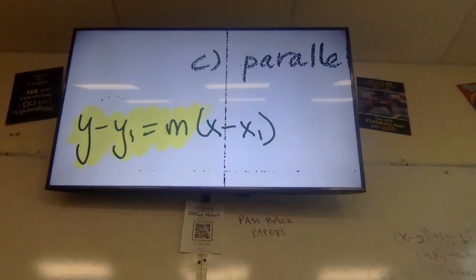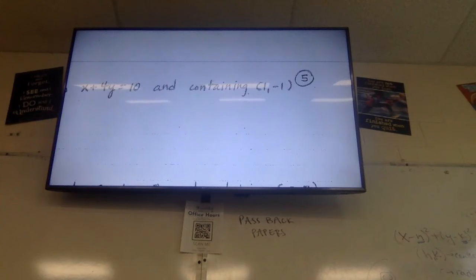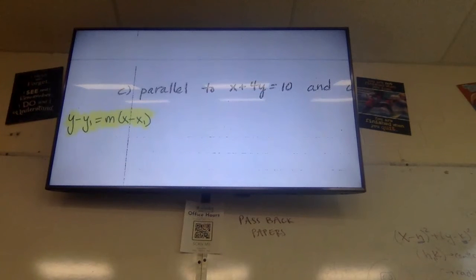And this time it says we want to write the equation of a line that's parallel to x plus 4y equals 10 and contains the point (1, -1). All right, parallel is important to me. Why? Find the slope, and what do I want the slopes to be, Barrett? Same as the line. Good, so I need to find the slope in this equation, and I want to use the same slope in my new equation.